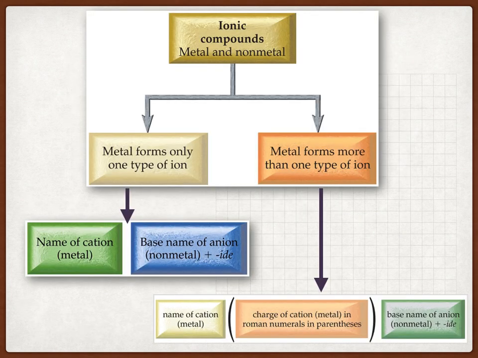So again, here's a little layout. Ionic compounds are a metal and a nonmetal, and there's two ways of naming them. You can name them to the left, where the metal forms only one type of ion, so that's just going to be the metal plus the nonmetal with an IDE. Then the other option are metals that form more than one type of ion. Those are the variable charge metals. So you're going to need to follow that arrow down. Name of the metal cation, Roman numeral in parentheses of the charge, and then the base name of the anion or nonmetal with an IDE. So let's do lots of examples.